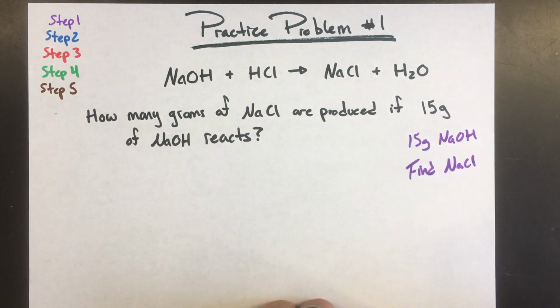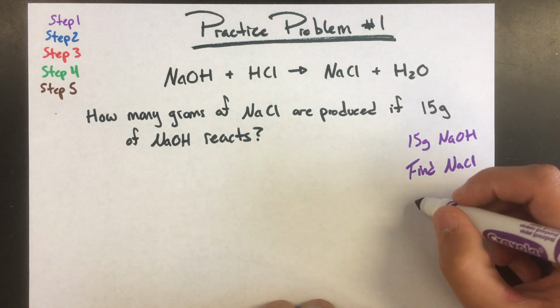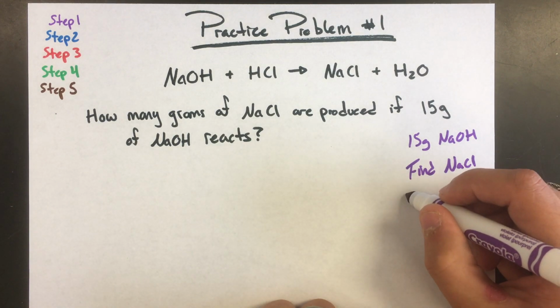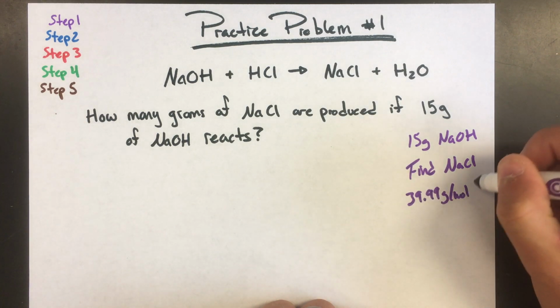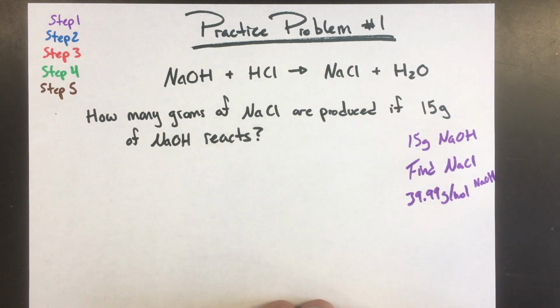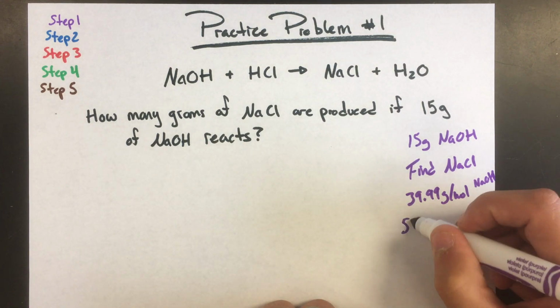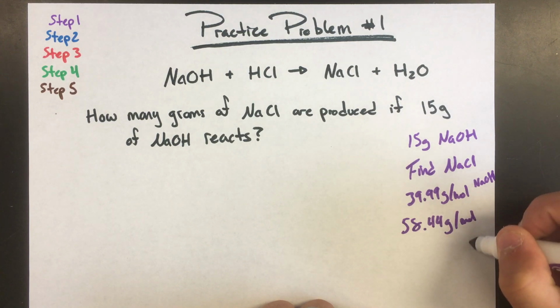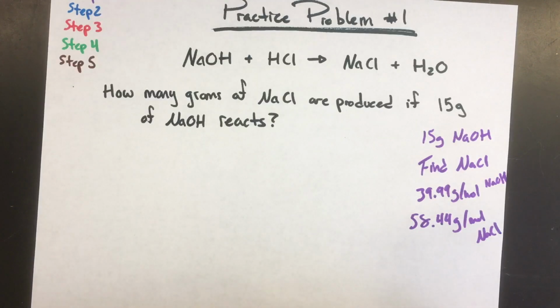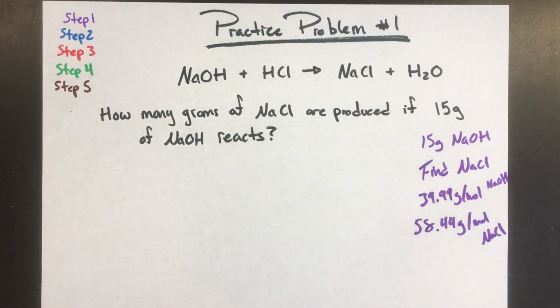NaCl. It isn't explicitly given, but you should know by now that the molar mass of sodium hydroxide is 39.99 grams per mole for NaOH. And then the molar mass of sodium chloride is 58.44 grams per mole of NaCl. All right, so that's all we can do for step 1.